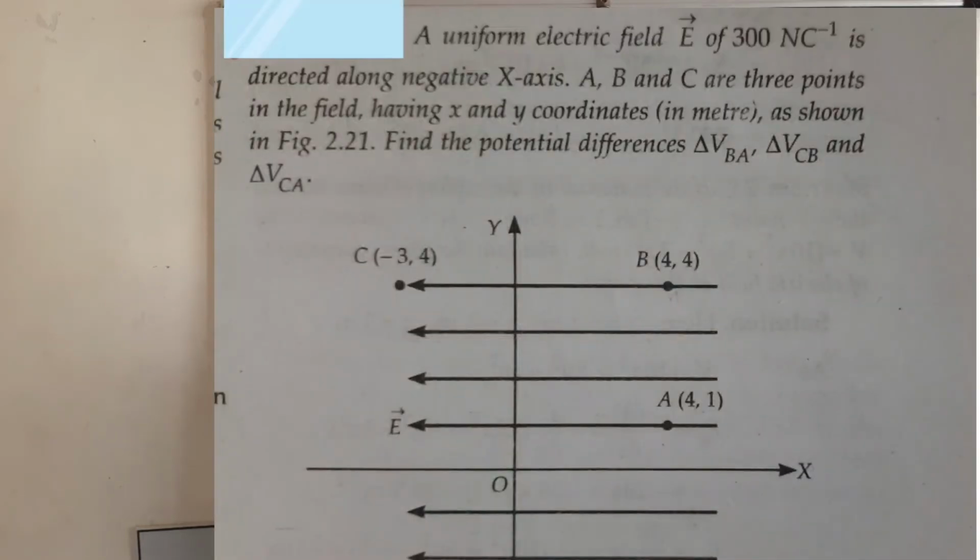A uniform electric field E of 300 Newton per Coulomb is directed along the negative x-axis. A, B, C are 3 points in the field having x and y coordinates in meters as shown in the figure. Find the potential differences VBA, VCA and VCB.